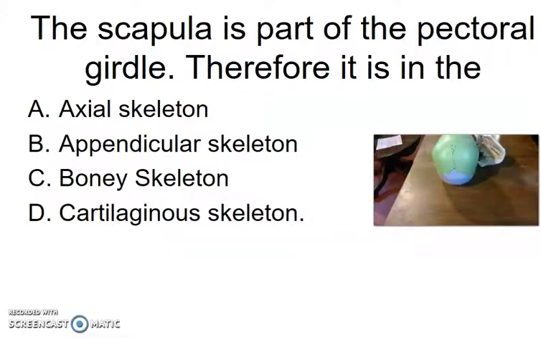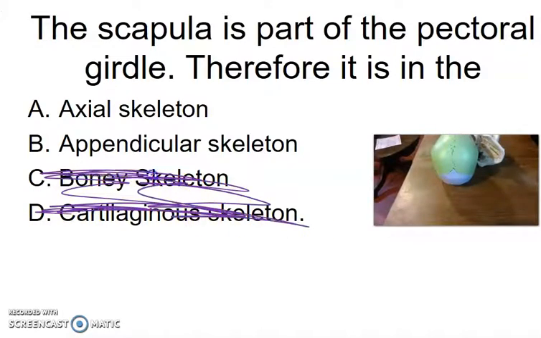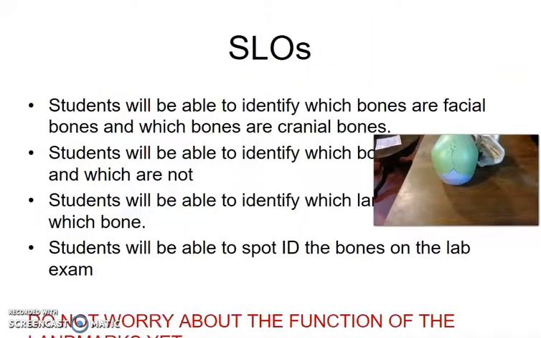The scapula is part of the pectoral girdle. Therefore, is it axial, appendicular, bony, or cartilaginous? I actually have heard those in other classes, but not in anatomy. So we have, which choice? It's part of the limbs, so it would be appendicular. So this is how I'm going to test you.